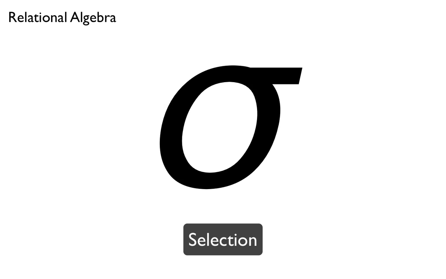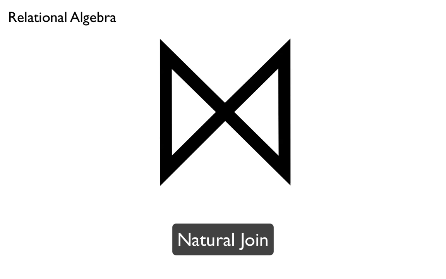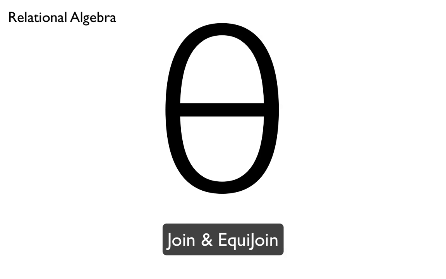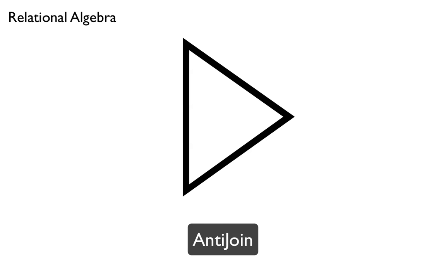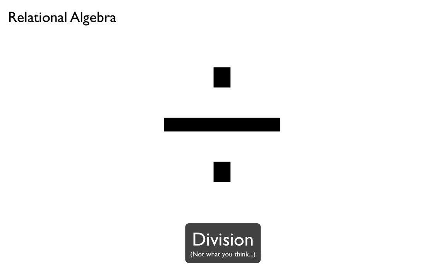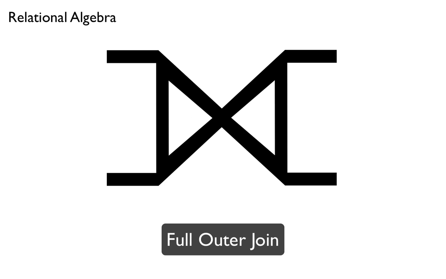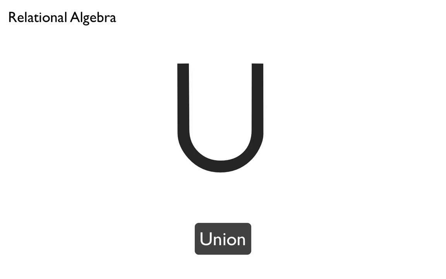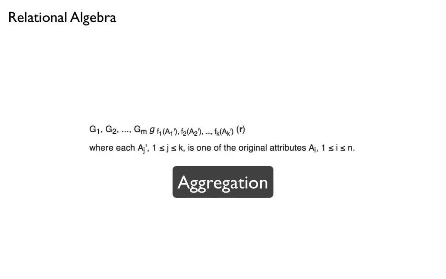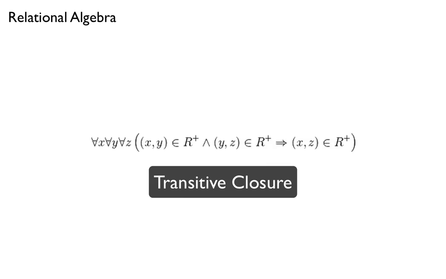We also have selection, rename, natural join, join and equijoin, semijoin, antijoin, division, but not how you think division, left outer join, and of course the right outer join, a full outer join, and union. And then there's stuff like aggregation and transitive closure, whatever that is. So you see it starts getting complicated.